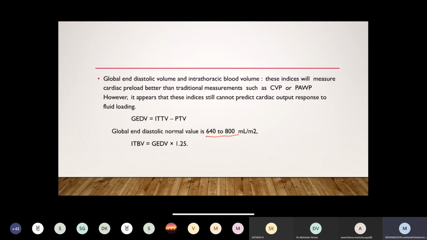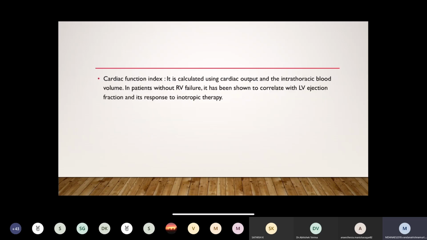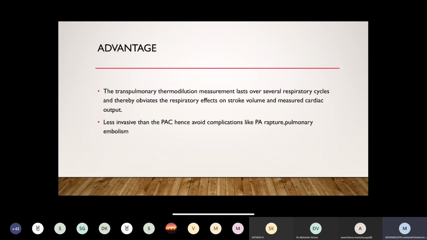Cardiac function index is calculated using cardiac output and intrathoracic blood volume. In patients without RV failure, it has been shown to correlate with LV ejection fraction and its response to inotropic therapy. Advantages are, as transpulmonary thermodilution measurements last over several respiratory cycles, it obviates the effect of respiratory efforts on stroke volume and measured cardiac output. It is less invasive than the PAC and avoids complications like PA rupture, pulmonary embolism, etc.